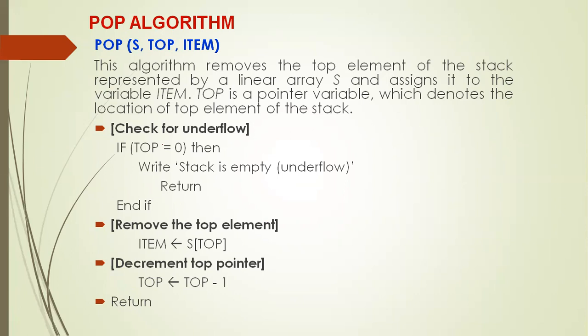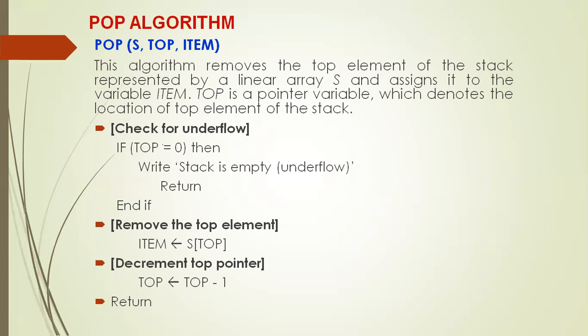When 10 is also deleted, again top becomes how much? 0. When top is 0, we know that it's an empty stack. So the second algorithm is pop. Pop S, comma, item. So this algorithm removes what? The topmost element from the stack. Whatever element you are deleting will be stored in the variable item. And S is the name of the stack represented by an array.